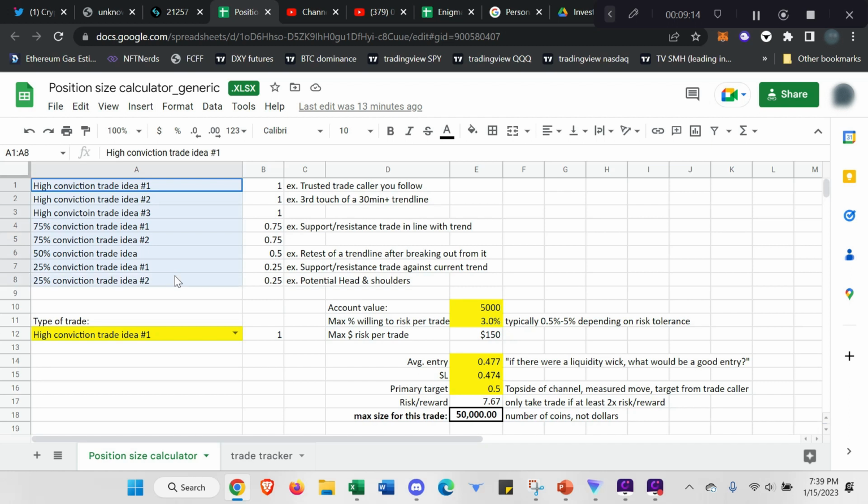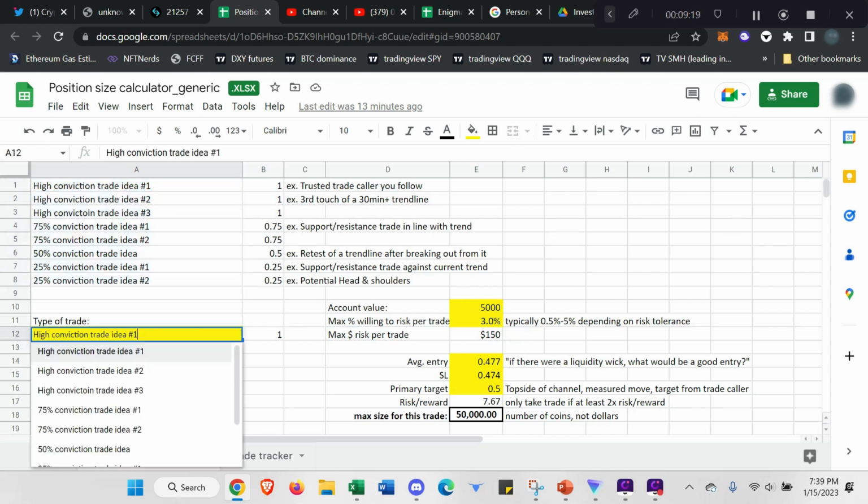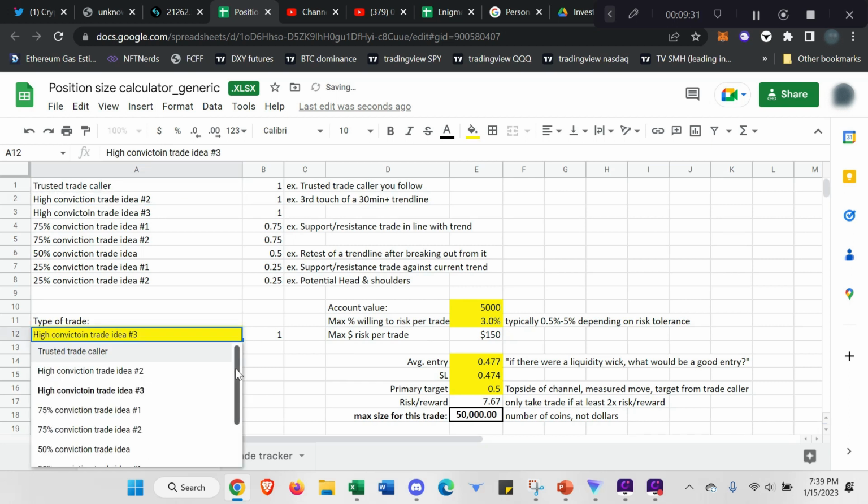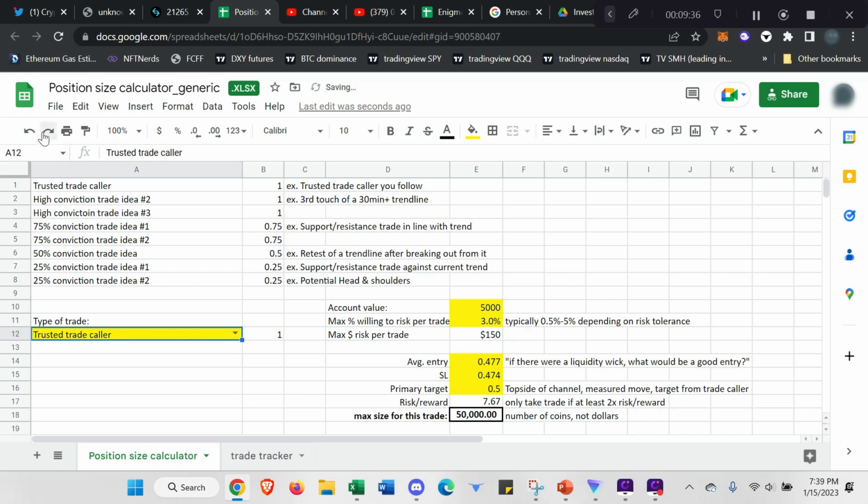And so once you update these with all the different kinds of trade ideas, you can basically update all of these highlighted fields to toggle between any of the trade ideas. So say that you updated this to trusted trade caller. You can then go to this drop down, it'll update automatically, and you can toggle to whatever. Undo that because it's a template.